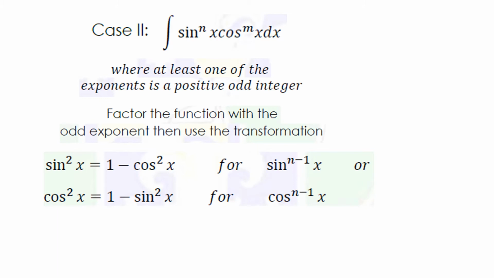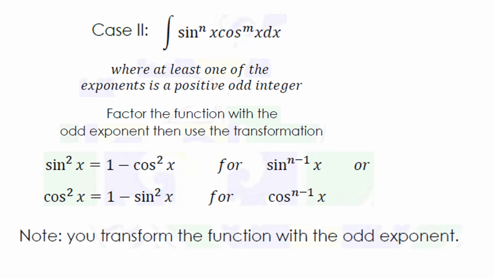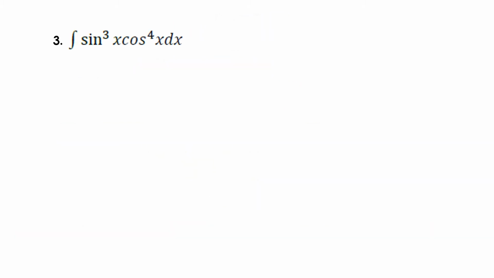So if n, the exponent of sine, is odd, we will transform the sine function. But if it is m to be odd, we will transform the cosine function. But if both n and m will be odd, it's a matter of choice. I always call that the theory of mini-mini-minimo. So, again, I repeat, you transform the function with the odd exponent.